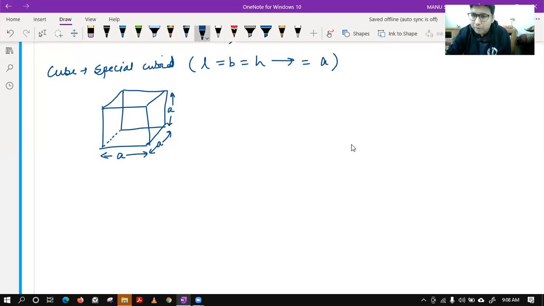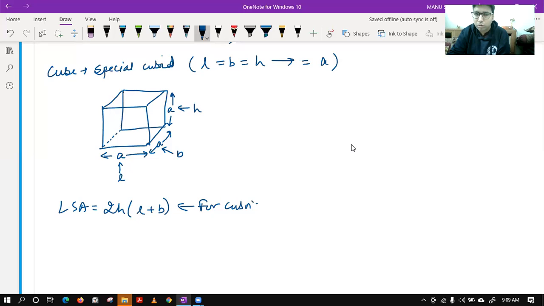This is a cube having equal length, equal breadth, and equal height. So this is L in this case, this is the breadth in this case, and this is the height in this case. And the LSA was what in the last case? Please tell me, what was the LSA? It was 2H into L plus B, if I'm not wrong. For cuboid, it was the formula, class. Just put the values of L, B and H.